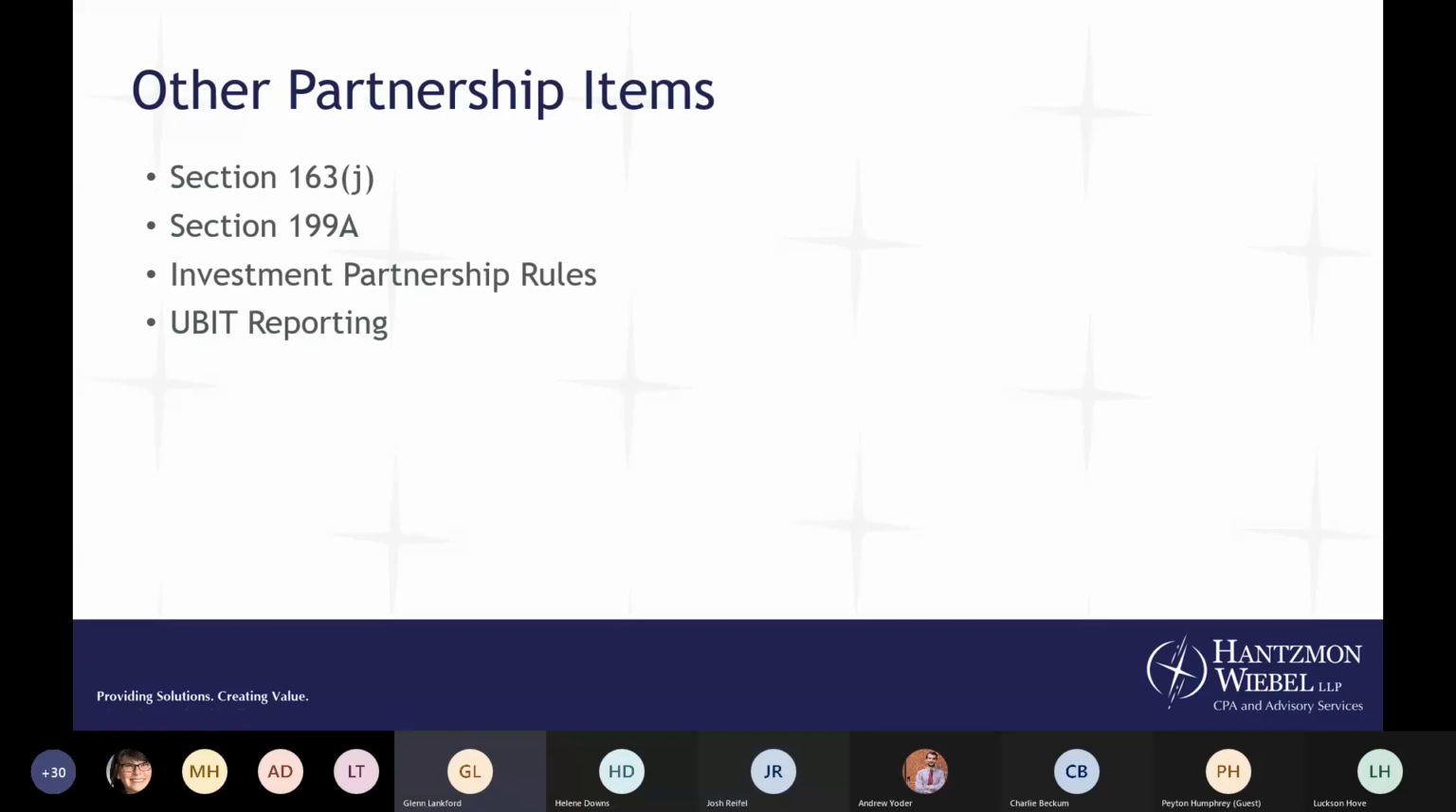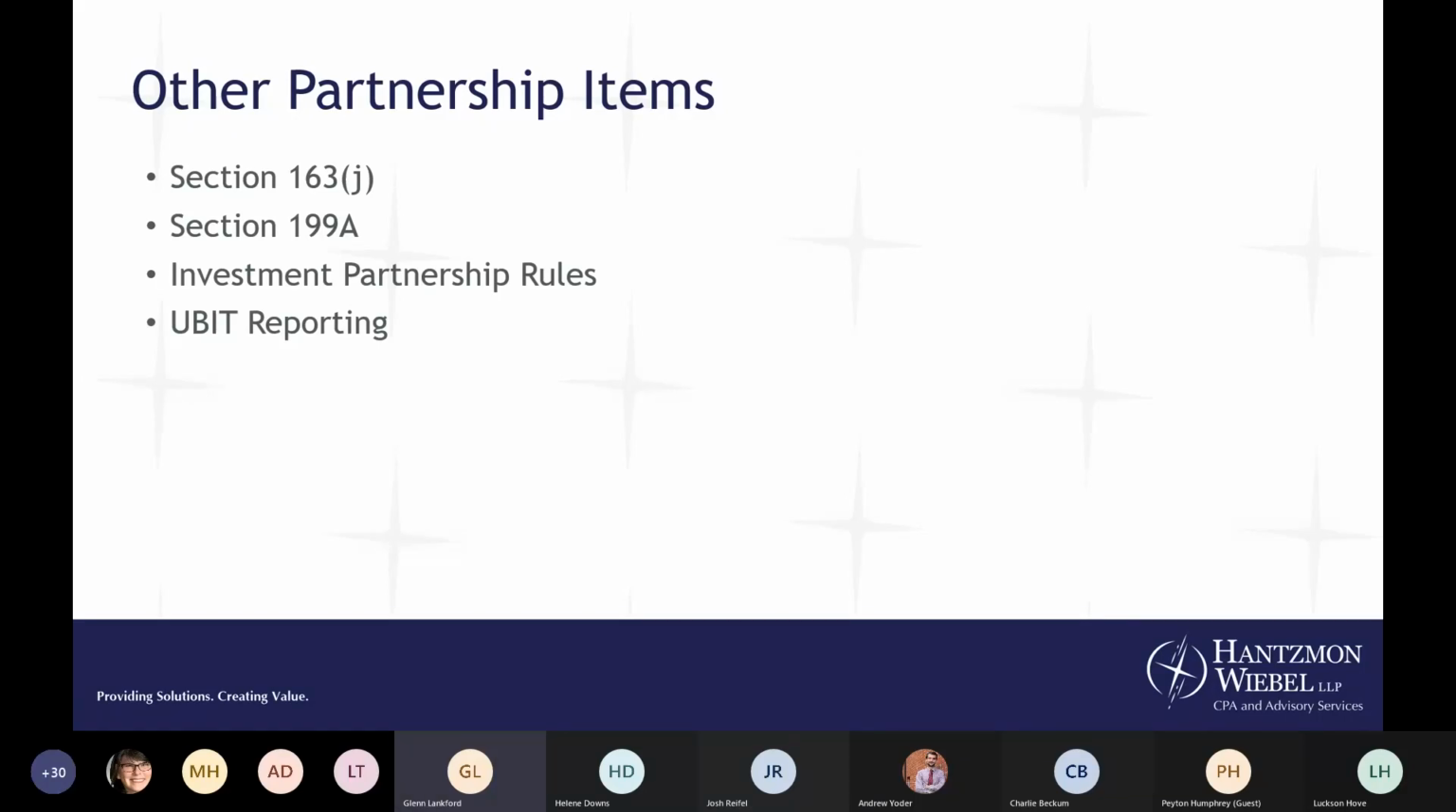Then, with regard to the UBIT reporting, that's unrelated business income tax. If a partnership has tax-exempt entities as partners, that could be charitable organizations or retirement plans or any exempt organization, there are special reporting rules because the partnership has to be able to determine whether any income coming from the partnership is subject to unrelated business income tax.